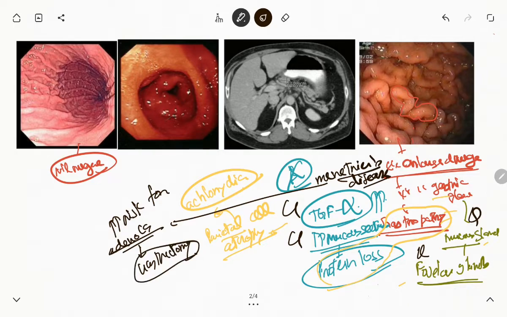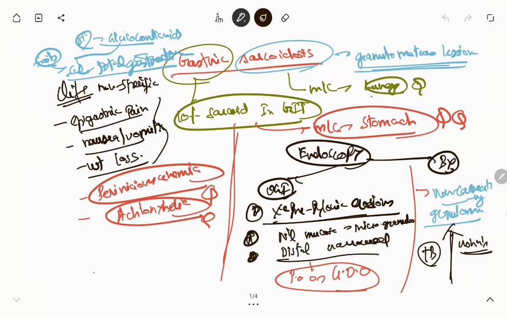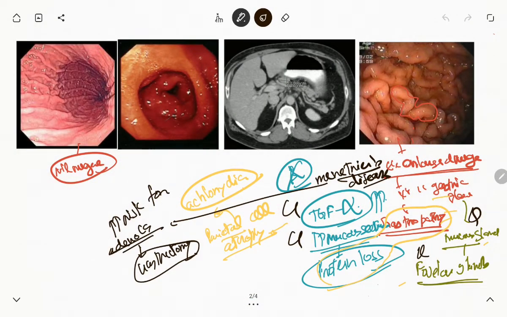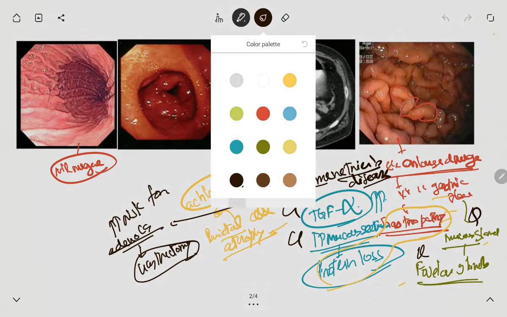And another feature I stressed is the achlorhydria and pernicious anemia, because this is an important differential diagnosis you must consider to rule out Menetrier's disease. So why I put up the second and third picture is that in the coming slide you will understand it.